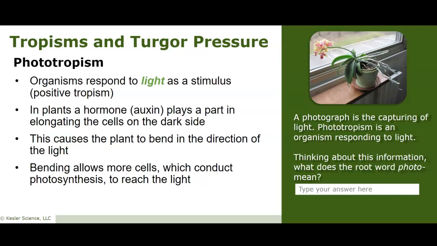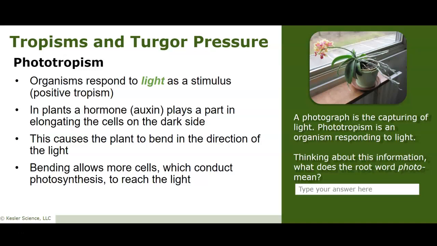So let's get a little deeper into some of the different tropisms. Let's start with phototropism. The organisms respond to light as a stimulus. As we know, plants need light to do photosynthesis, so it is going to try to get as much light as possible.